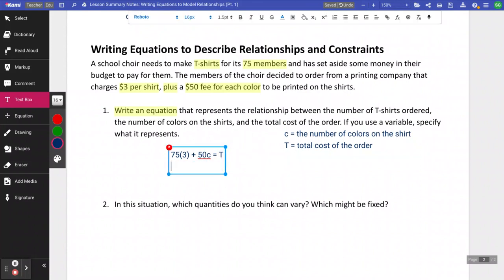You might have already done that math too, the 75 times 3. 75 times 3 is going to be 225. So you could have also written 225 plus 50C equals T.